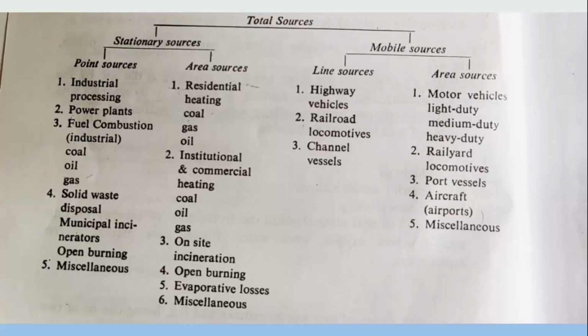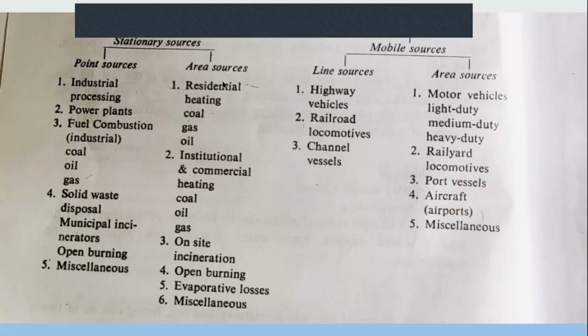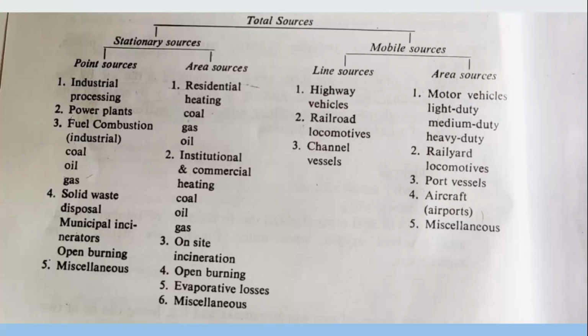Then we have seen that there are two types of total sources, that is stationary sources and mobile sources. And the stationary sources are also classified into two types, that is point sources and area sources. Point sources are those where the air pollutant originates from a particular point, that is the industrial processing.